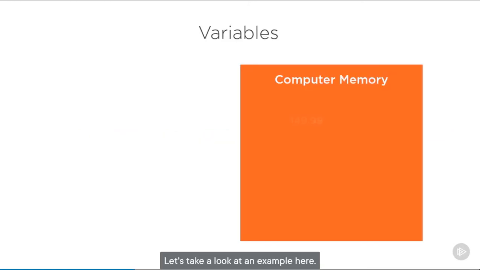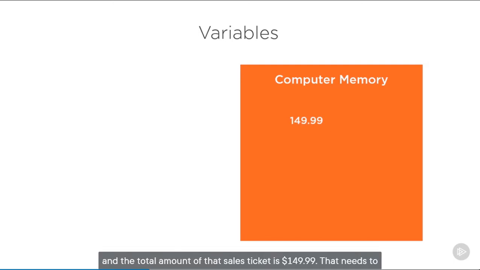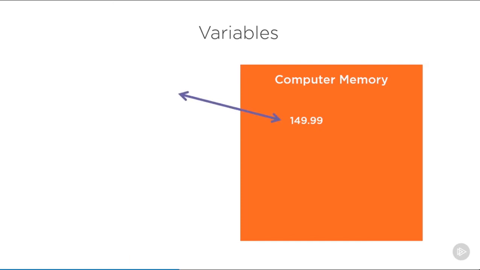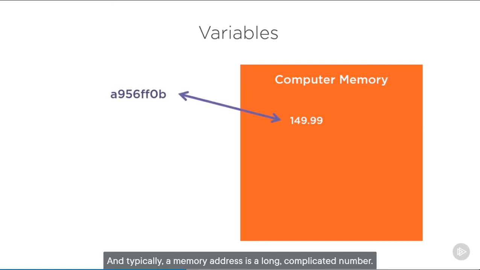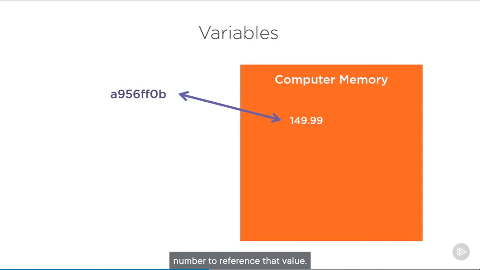Data is stored in the computer memory. Let's take a look at an example here. Let's say we have a sales ticket and the total amount of that sales ticket is $149.99. That needs to be stored somewhere in the computer's memory. And typically a memory address is a long, complicated number. It would be very difficult if we had to use this long number to reference that value. So instead we use a variable.